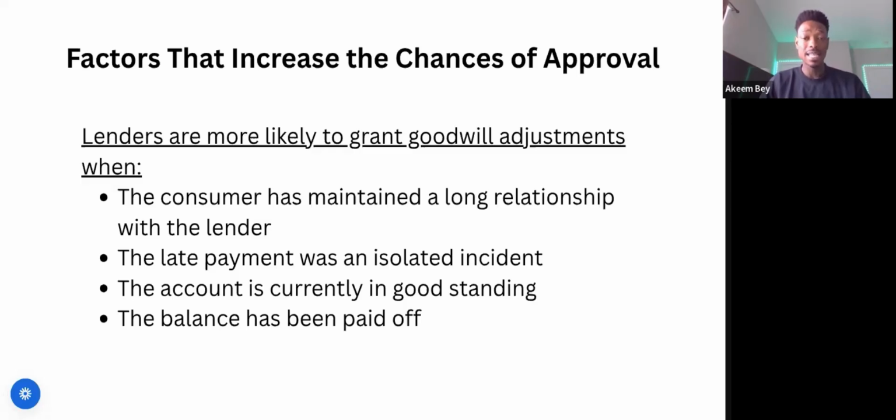So factors that increase the chances of approval: lenders are more likely to grant goodwill adjustments when you, the consumer, have maintained a long relationship or history with that lender. The late payment was an isolated incident, right? The account is in good or current standing, and the balance has been paid off.